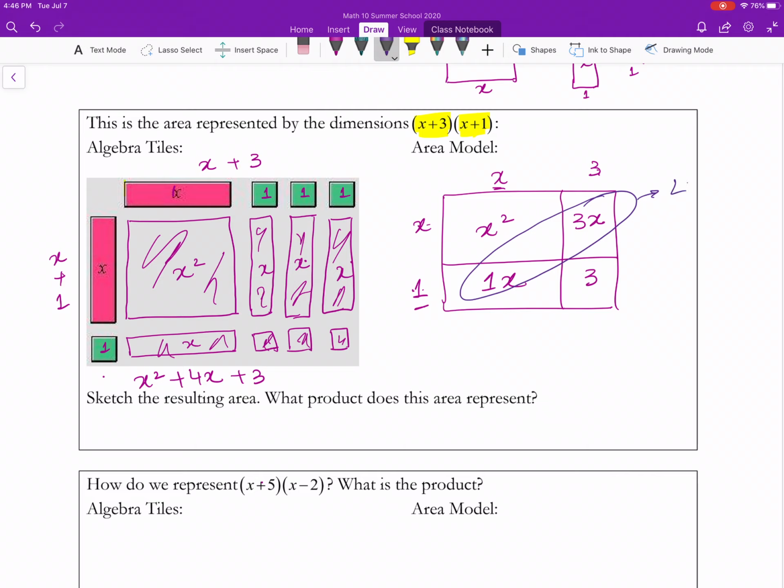These are like terms. So when we combine the like terms, what is the resulting polynomial? x squared plus 3x plus 1x, that is 4x, plus 3. So again, I have the same answer in both the cases.